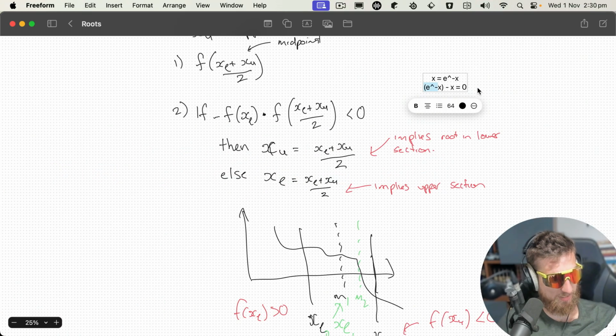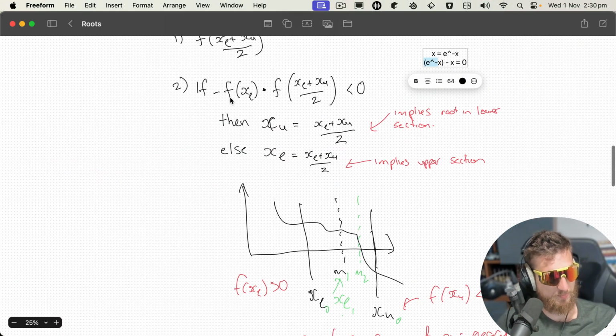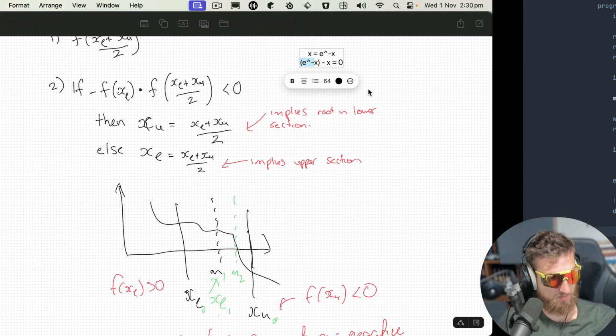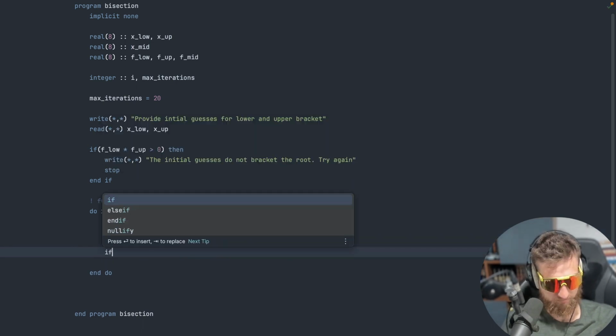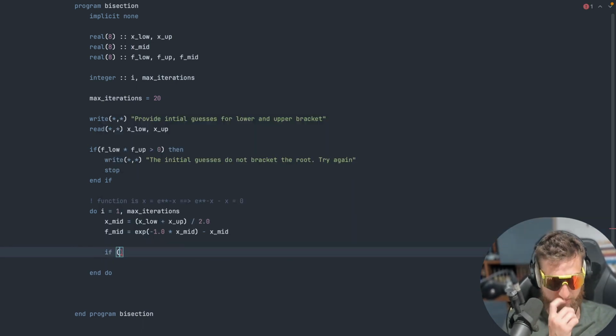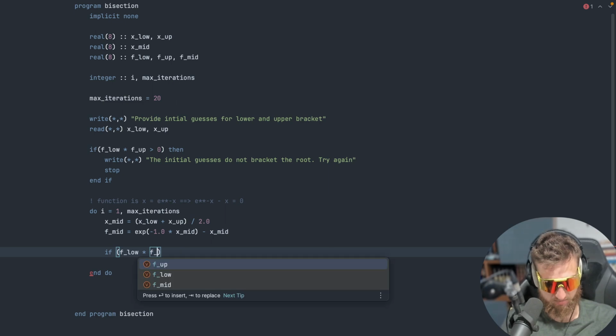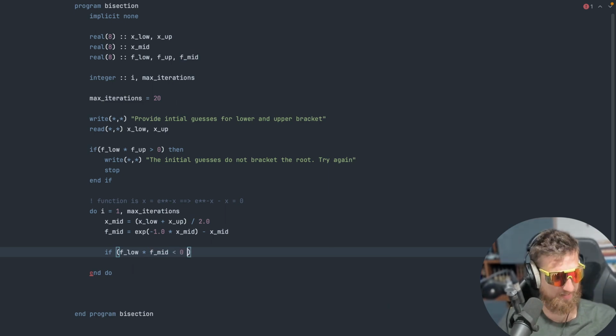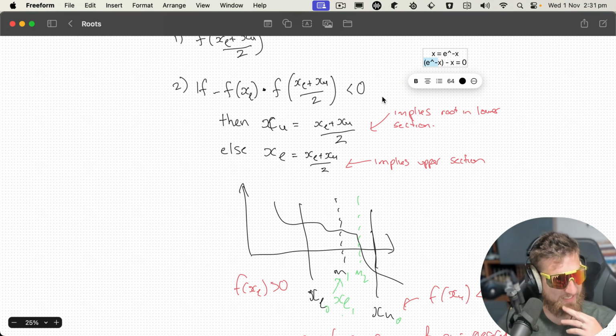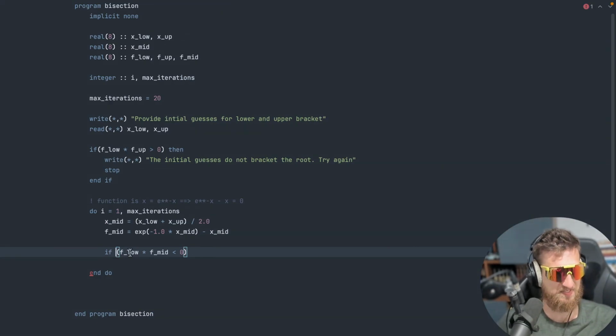So let's go to our algorithm here. We want to check if the function at the low point times the function at the midpoint is less than 0. So let's do an if statement. If f low, did we already calculate f low? We didn't. Okay, we need to. So if f low multiplied by f mid, I'm going to write it like this. If we look back here, we're taking the negative and doing less than 0. I don't want to times this by -1.